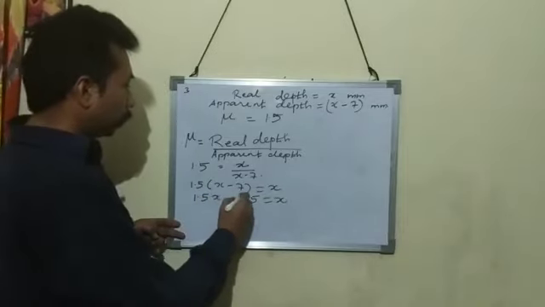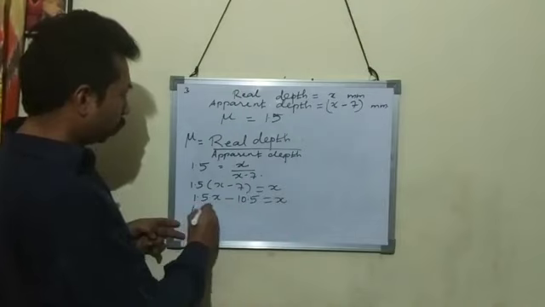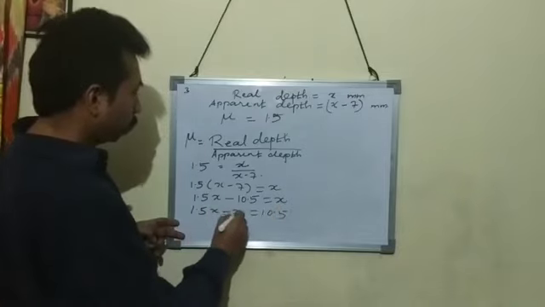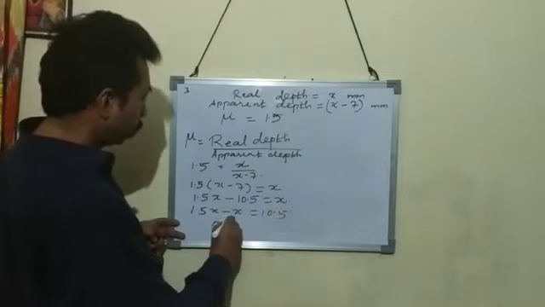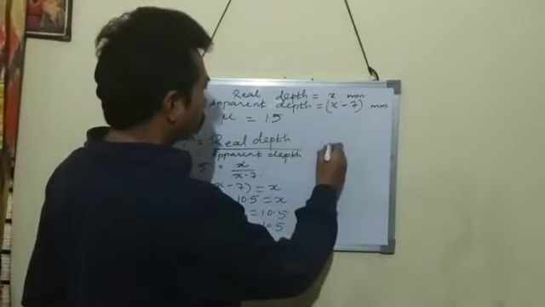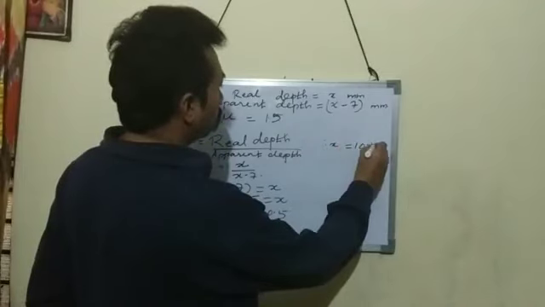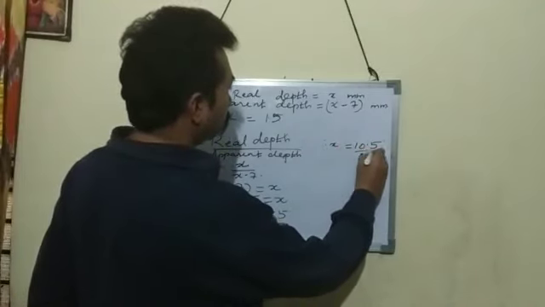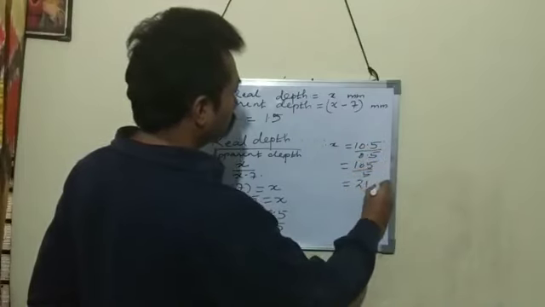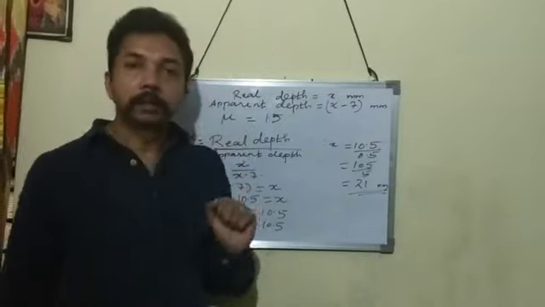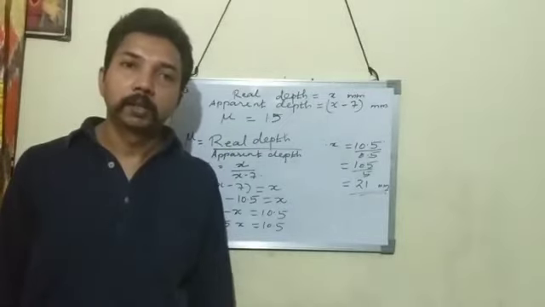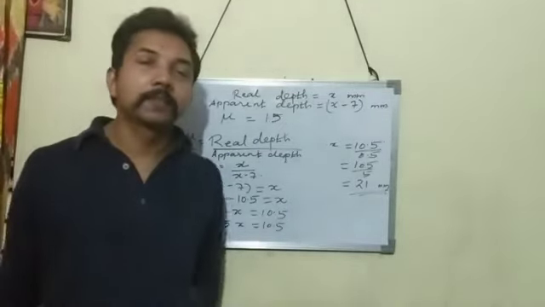So this x we take to this side and 10.5 to the other side. 1.5x minus x is equal to 10.5. So 1.5 minus 1 is 0.5. 0.5x equals 10.5. Therefore x is equal to 10.5 divided by 0.5, that is 105 upon 5, which is equal to 21 millimeter. So the real thickness of the glass block is equal to 21 millimeter, which is equal to 2.1 centimeter.